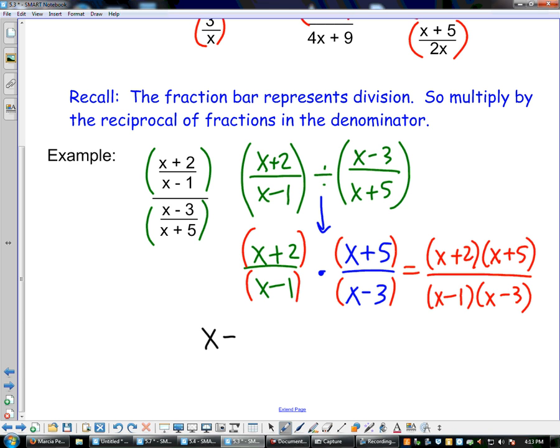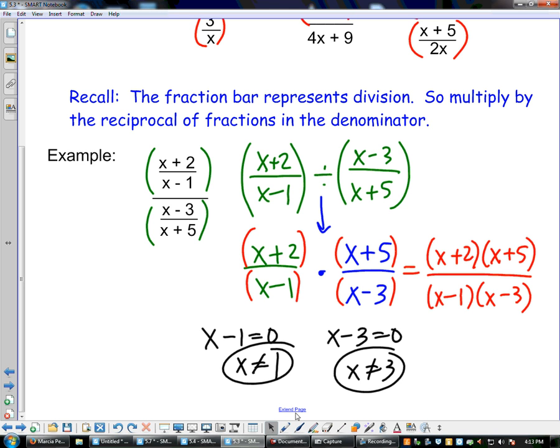I'll say x minus 1 equals 0, or x cannot equal positive 1. x minus 3 equals 0, or x cannot equal positive 3. So there are two numbers there that I need to rule out. We also need to rule out negative 5 because it makes the original denominator equal to 0.